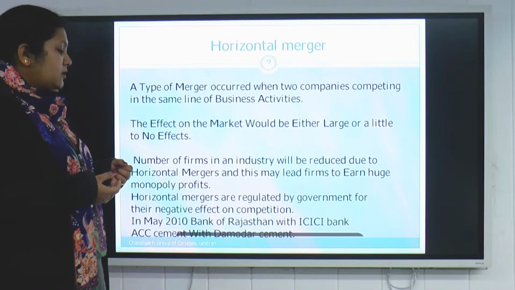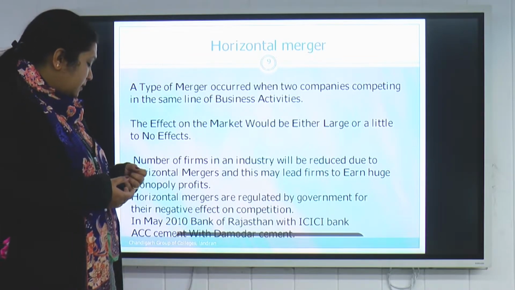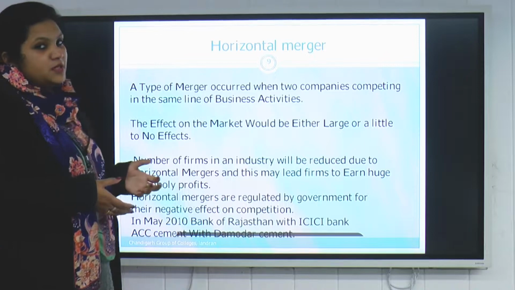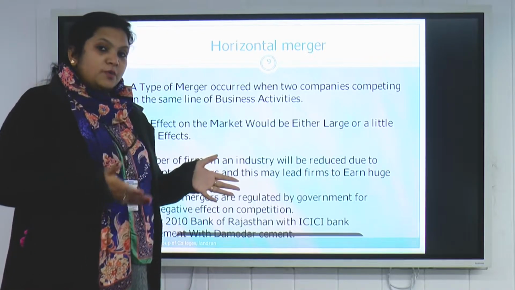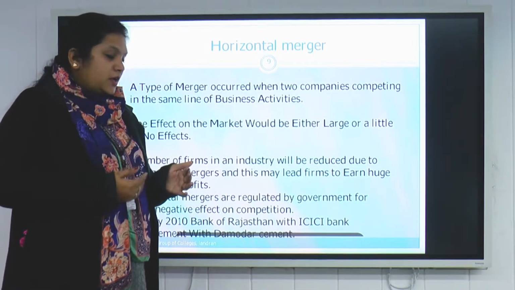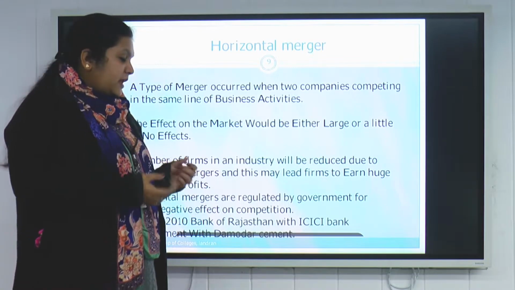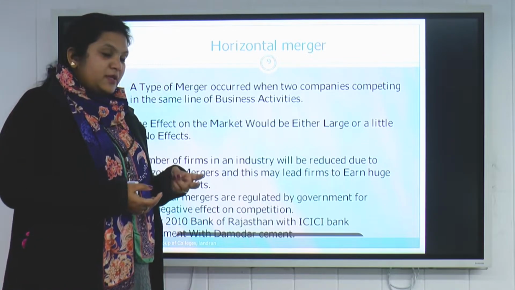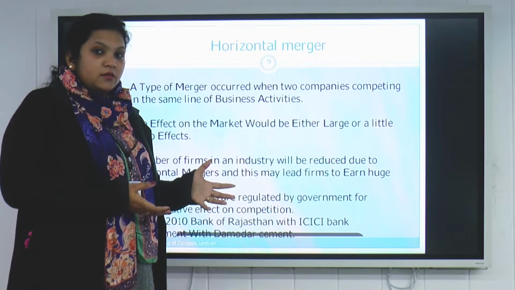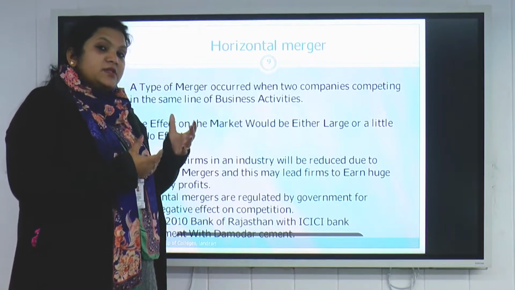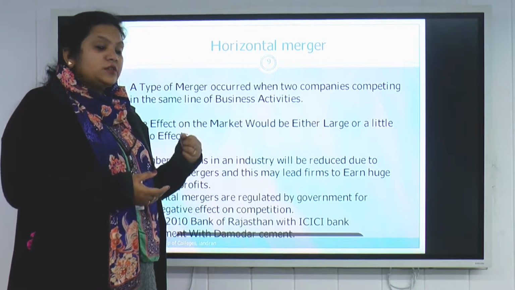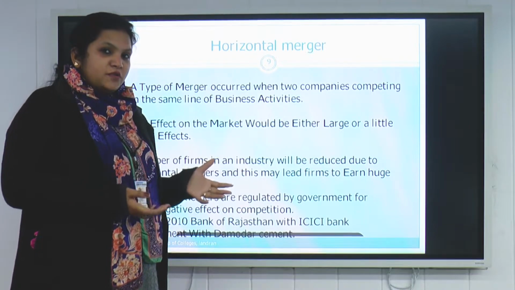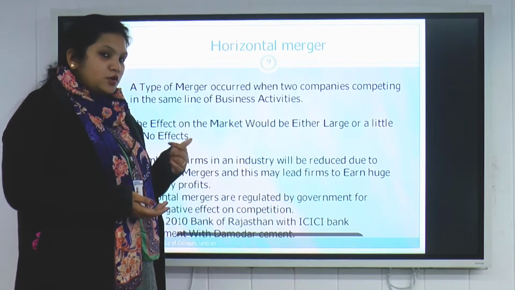And then these horizontal mergers are regulated by the government for their negative effect on competition. So they want to reduce the competition as a whole. That is why they enter into horizontal mergers. So any merger that takes place, any 2 companies that merge together, that are dealing with the same product line and do not create a huge effect in the market, comes under the horizontal merger.